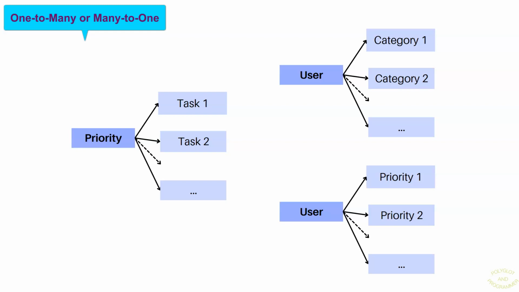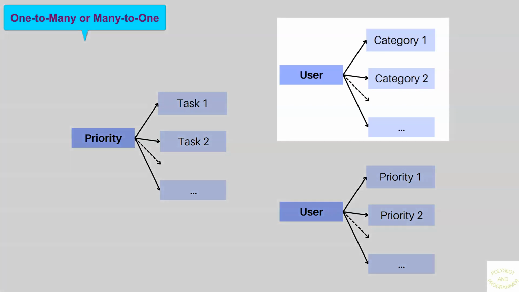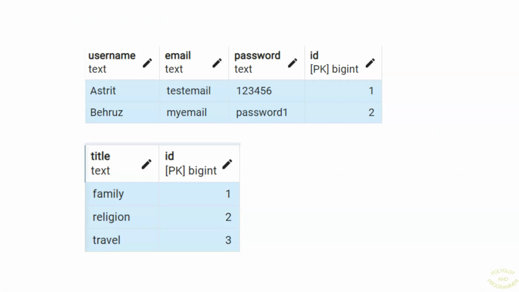You see, we have this relationship almost with all our tables. I think at this point, more or less, you understood one-to-many and many-to-one relationships. And now we see how to implement these relationships. So let's focus on user and category relationships first, and then we will see the rest. Let's take a look at the slide that I prepared for you.